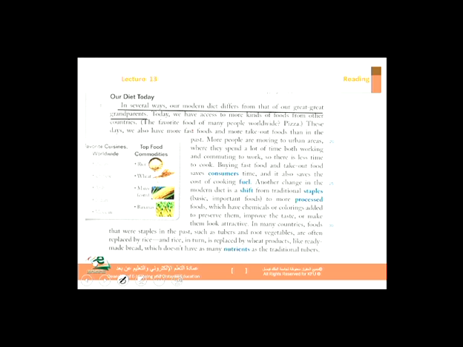In several ways, our modern diet differs from that of our great-great-grandparents. I think this is the main idea. Why? Let's read the rest of the sentences. This is a general sentence. Today, we have access to more kinds of food from all over the world, from other countries. These days, we also have more fast foods. So again, this is comparing the past to the present. This second sentence also compares the present to the past.